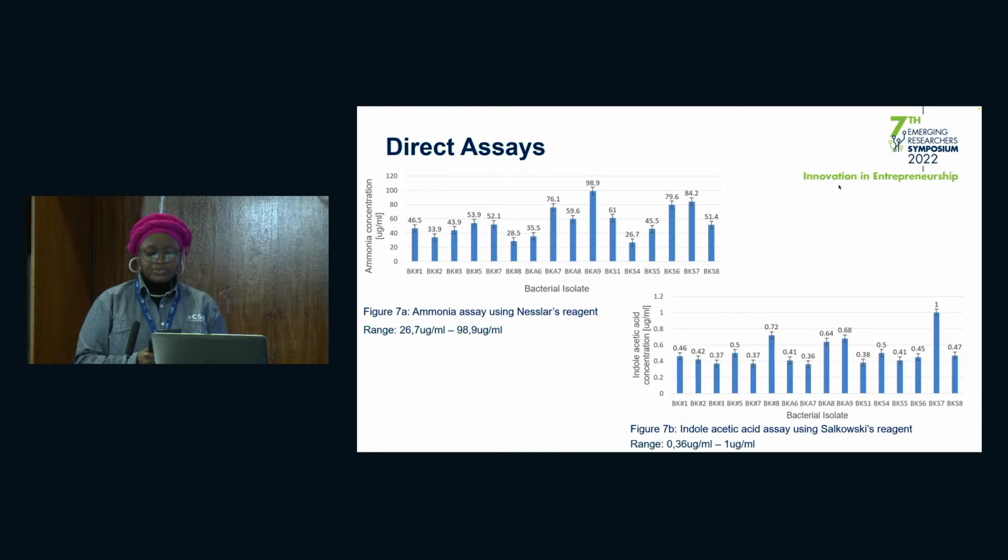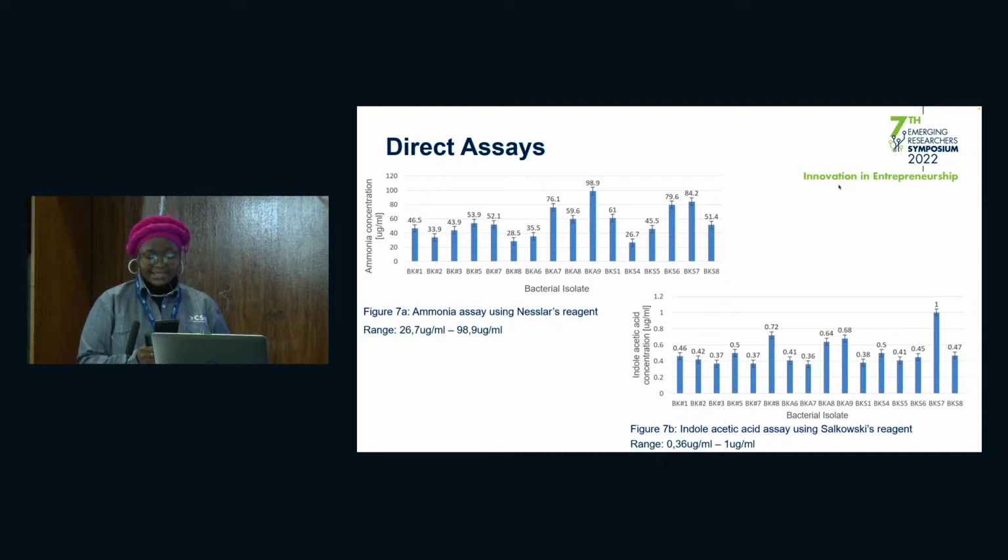So ammonia produced by plant growth promoting bacteria has been shown to supply nitrogen to their host plant, thereby promoting root and shoot elongation. Figure 7A shows the ammonia production of the isolates with concentrations ranging between 26.7 and 98.9 micrograms per milliliter.